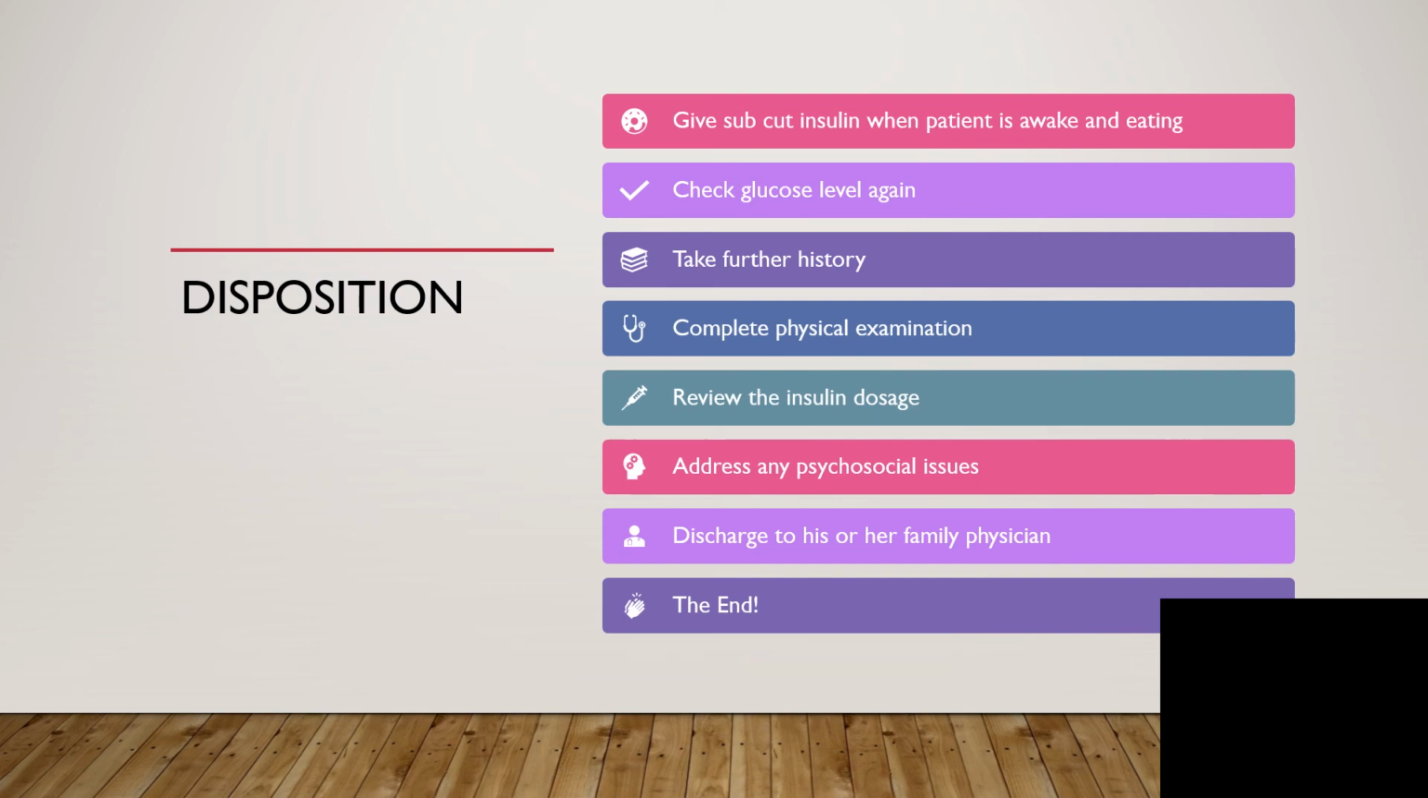We'll continue to check glucose level, take further history, complete physical examination, review the insulin dosage, and make adjustments as may be appropriate. We are going to address any psychosocial issues and involve social workers. We will discharge this man or woman to a family physician, and then you can wash your hands clean that you've helped to save this life.